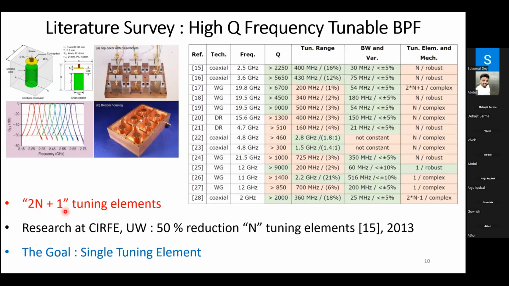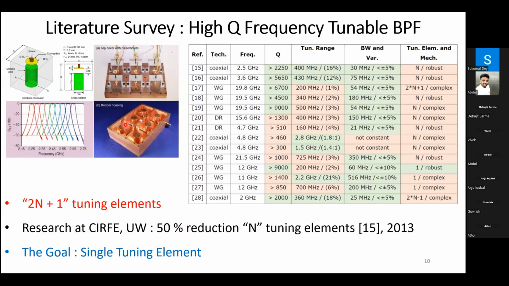of tuning elements. So researchers at University of Waterloo did exhaustive research on this, and they tried to reduce the number of tuning elements from 2n+1 to n. That is a 50% reduction of the tuning elements in 2013. This was a pretty big step. So basically what they did was they removed the tuning elements between the interresonator couplings, and they introduced tuning only for the resonators. So you can see 6 motors here, right?